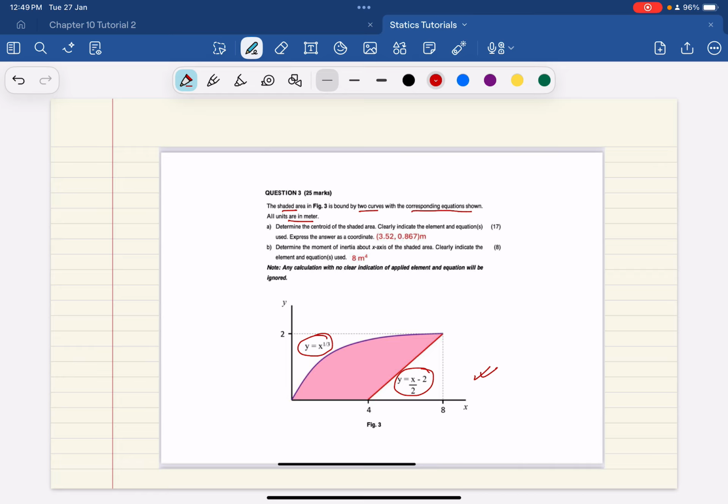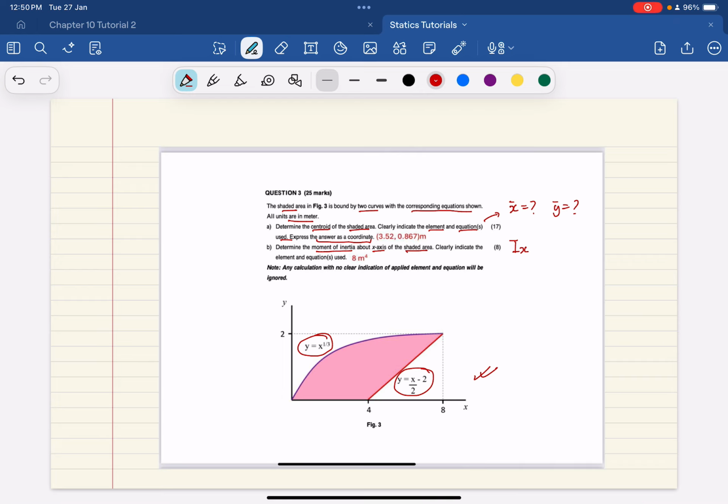Okay, great. So the first part asks us to find the centroid of the shaded area and clearly indicate the element and the equations that are used, and we have to express the answer with a coordinate system. Coordinates, right? And then the second part wants us to determine the moment of inertia about the x-axis of the shaded area. That means they want us to find the Ix, okay? And the first question, obviously, they want to find what is x bar and what is y bar, okay? So how do we proceed with this problem?